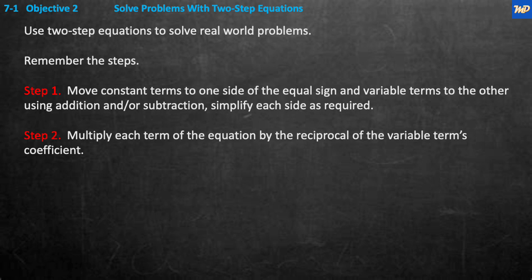Then you multiply each term of the equation, that's both sides of the equation, by the reciprocal of the variable term's coefficient. If the variable term's coefficient is 6, like say 6x, you would multiply by 1 over 6 times 6x. That way the 6's cancel. You have a 6 above and a 6 below. They cancel each other out.